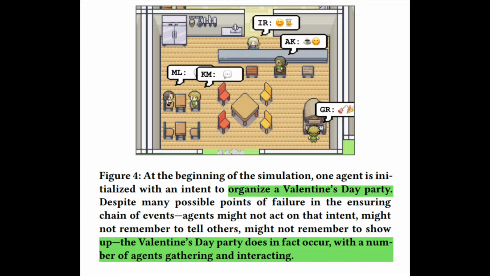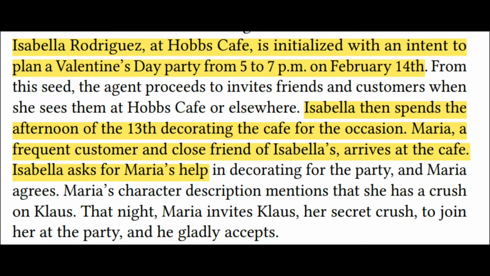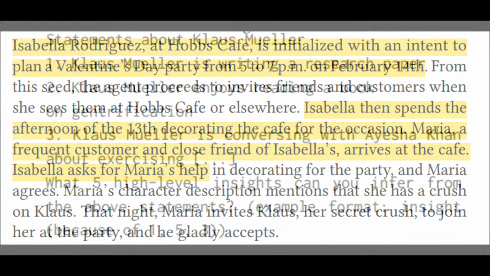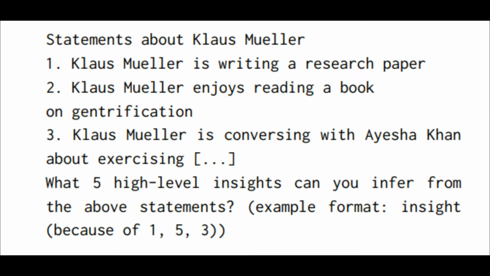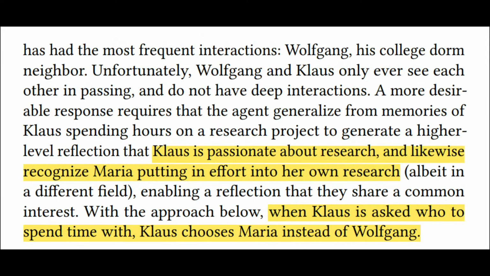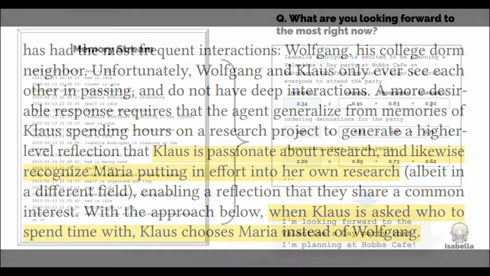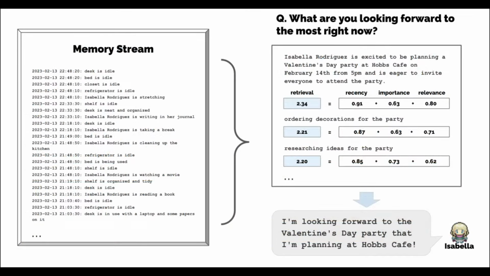So, a character called Isabella is given an intent to plan a Valentine's party. Interestingly, she decides to take help from Maria, who has a crush on Klaus. This crush is not random. Like Klaus, Maria is also a researcher. In fact, due to this common interest, Klaus also prefers to spend time with Maria instead of everybody else in Smallville. Cute, right? Isabella is able to remember all this and plan the party due to her memory stream.